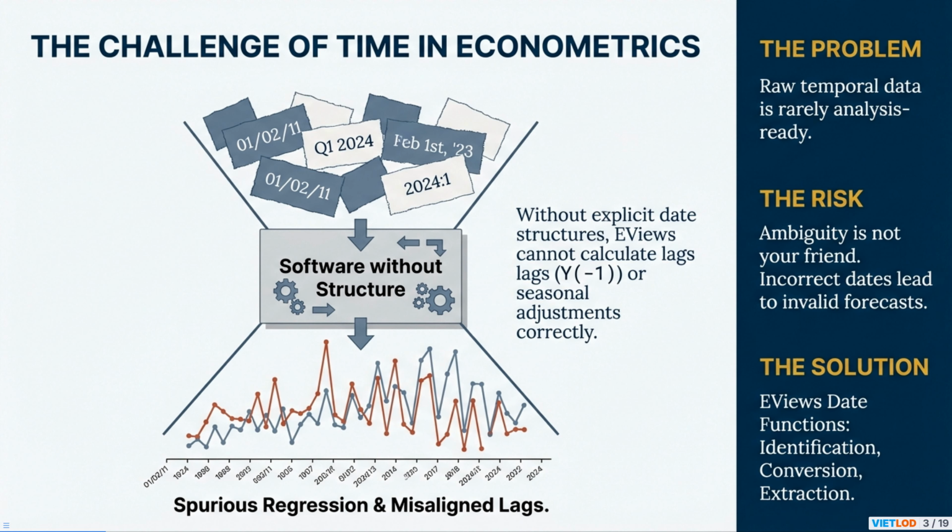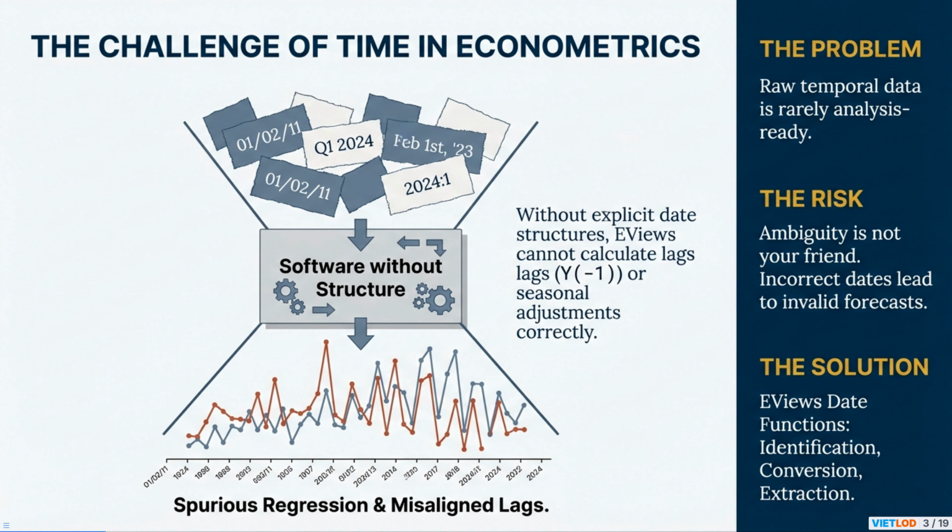The core problem is that raw temporal data, as we often receive it, is rarely ready for analysis. It can come in various formats like 01/02/11 or Feb 1st, 23, which are ambiguous to software. This ambiguity is a significant risk. If EViews doesn't understand the date structure, it cannot correctly calculate lagged variables, such as y-1, or perform seasonal adjustments. This can lead to incorrect models and invalid forecasts.